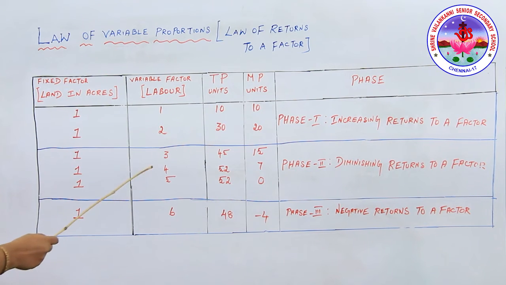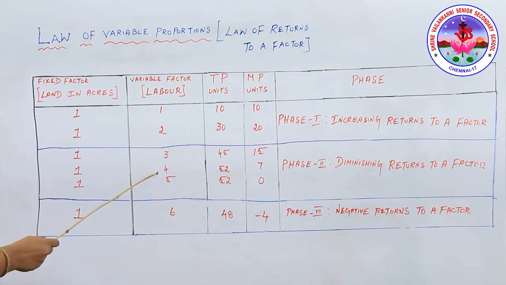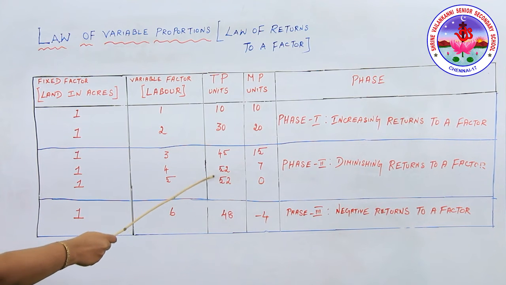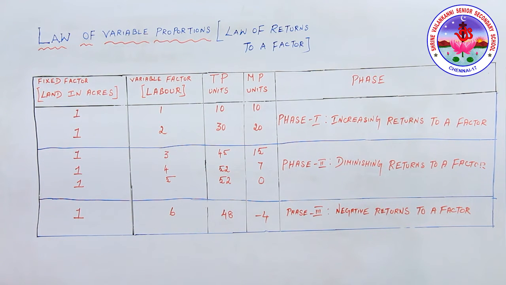Okay, now again, the labor force has increased from 3 to 4 and 4 to 5. So for the 4th and 5th units, what is the total product? The total product in units is constant, 52 and 52. When you do MP, 52 minus 45, you will get 7. Again, 52 minus 52, you will get 0. So that's why the second phase we are calling diminishing returns to a factor. Yes, so now everyone knows why we are calling it diminishing returns to a factor.